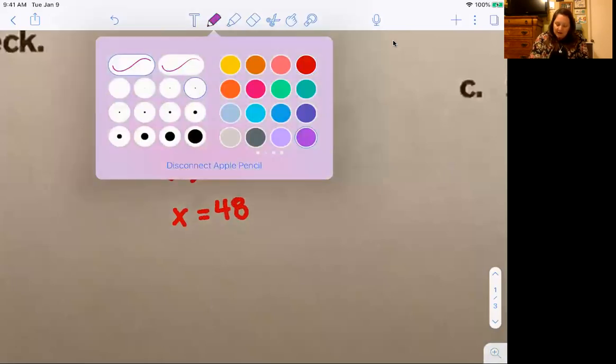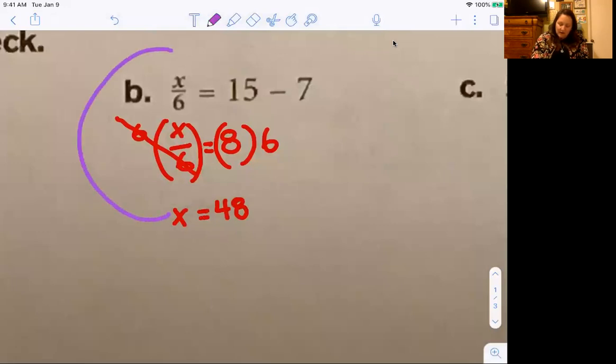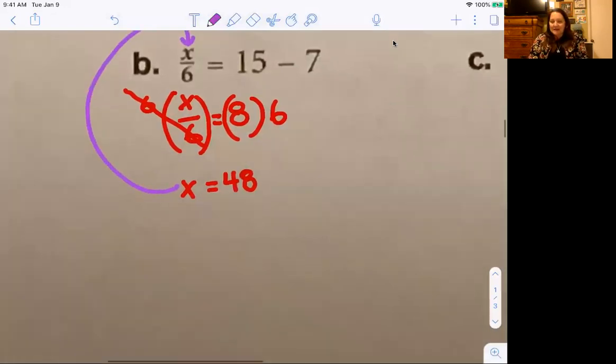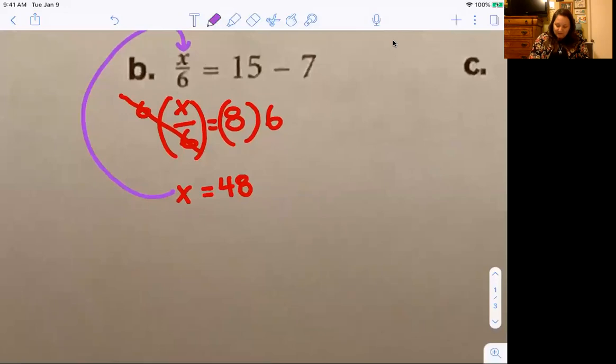Let us check our answers now. We're going to plug in 48 into that x. Okay, 48 divided by 6 equals 15 minus 7. 48 divided by 6 is 8. 15 minus 7 is 8. And I know it's hard to see that, but I get 8 on both sides of the equation, both sides of my checking. So our answer is x equals 48.